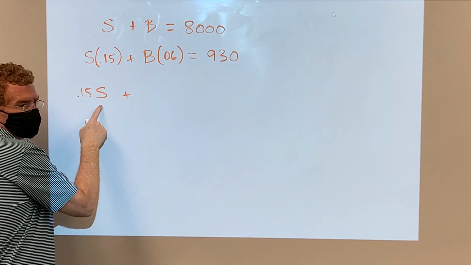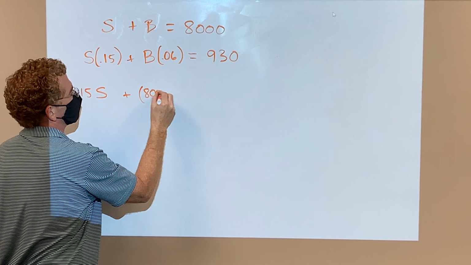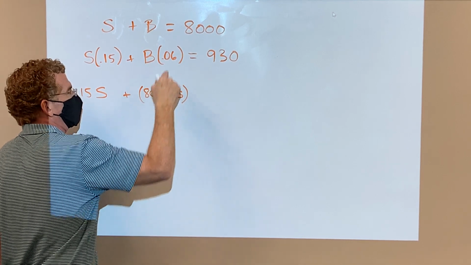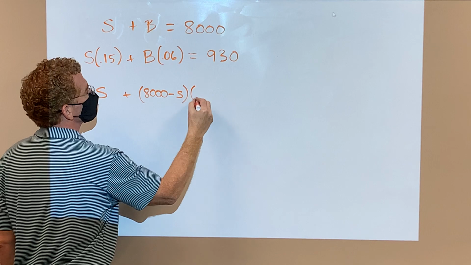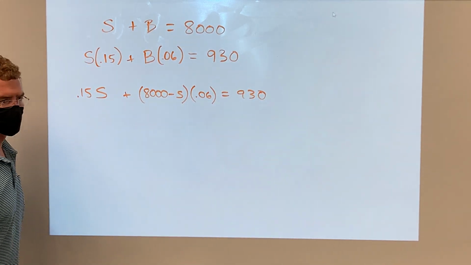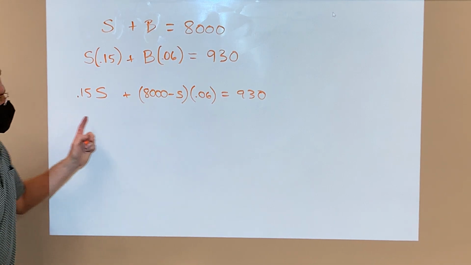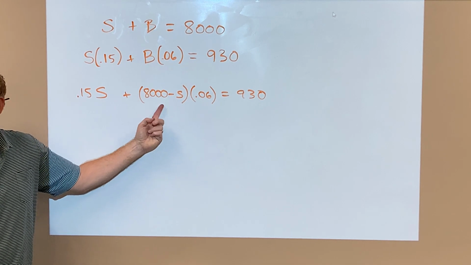And I don't know. But I know that if there's 8,000 total, I'm going to put 8,000 minus the stock at that rate. Anybody do this? Anybody do that? Okay, well, if you didn't, no worries. Oh, I did that. You did do that? A lot of people in the past did this.